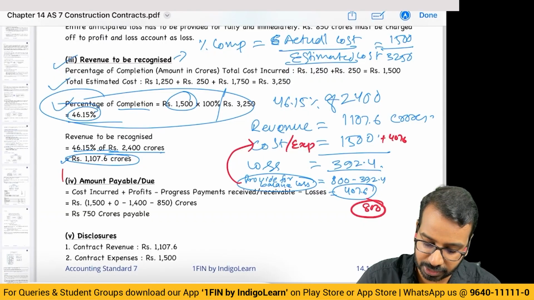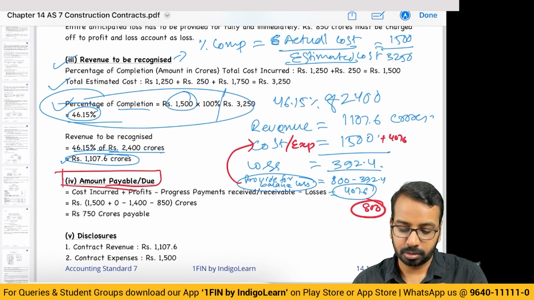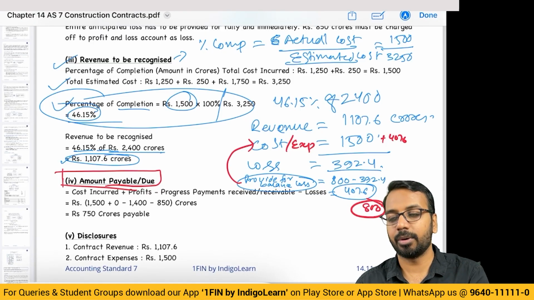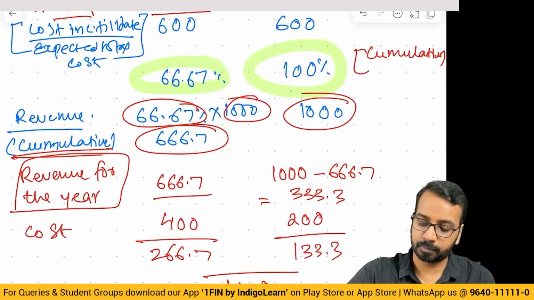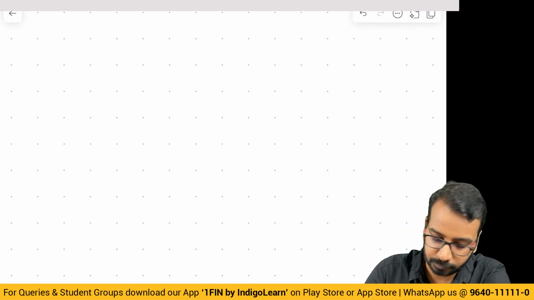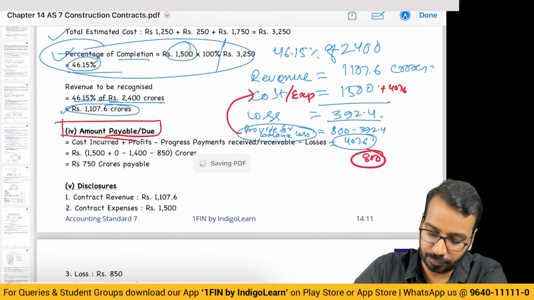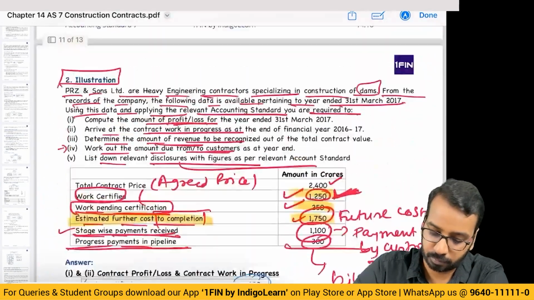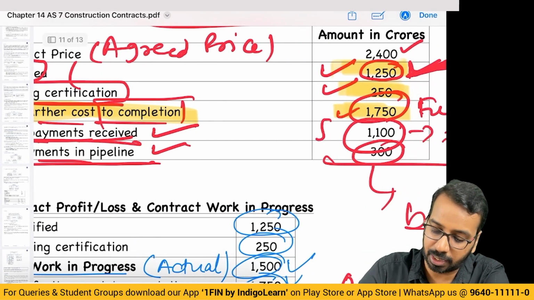Then the next thing which is frequently tested is amount payable or due from the customer. Amount payable or due from the customer. Now for this, you need to understand how it is calculated. Whenever I say amount is due from the customer, it is based on, so here if you see, they have said we have received payments 1400, in pipeline it is 300. This is the amount receivable.